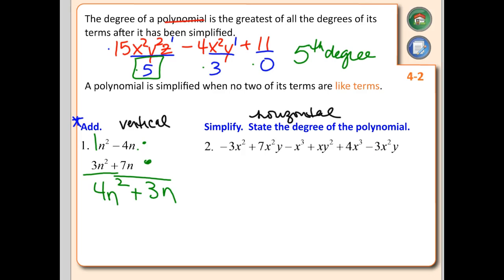Now, can I combine these? Can I put these together? No, I can't. That's right. Since these are not like terms, they're different terms, I'm done. I'm finished.